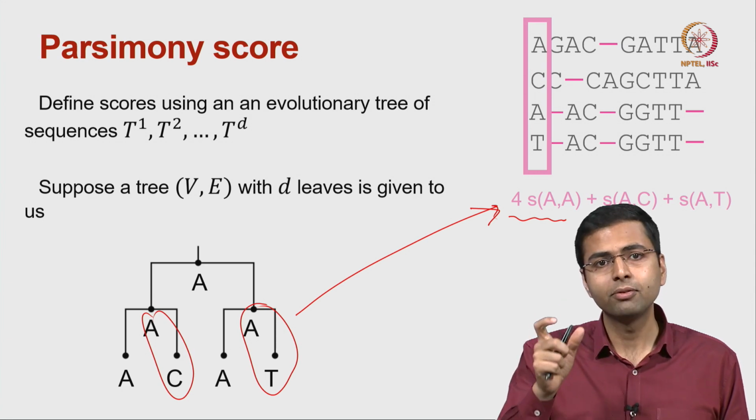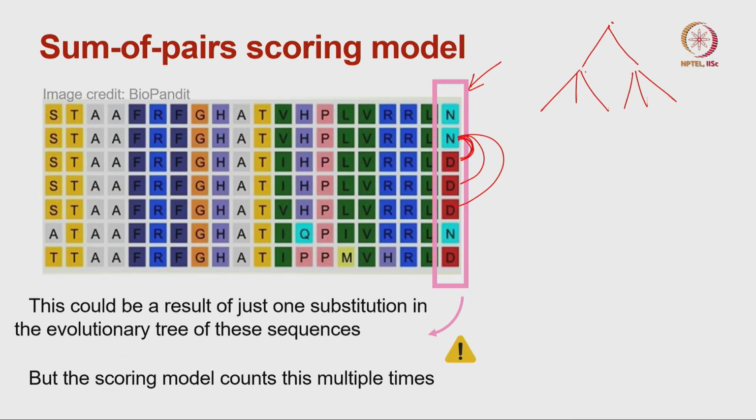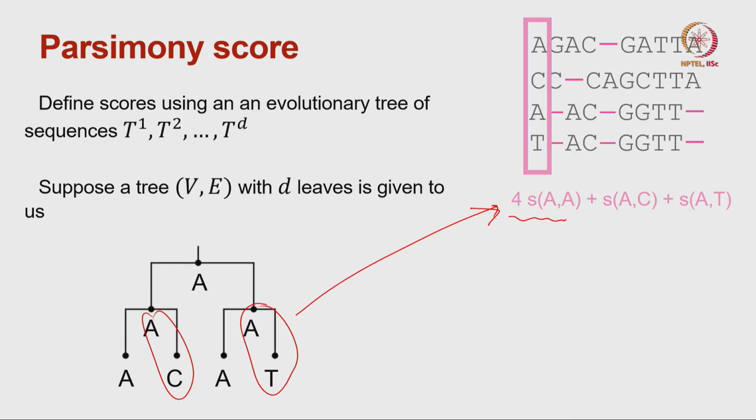Observe that the previous model we were discussing, the sum of pairs scoring model, would have given a different cost to this column. That model would have considered all pairs of characters and then assigned the score, whereas in this scheme we are considering the evolutionary tree and based on that we are assigning the score. So far we have discussed 2 scoring schemes, and we can see that the second one is better because it is more consistent with the evolutionary point of view.